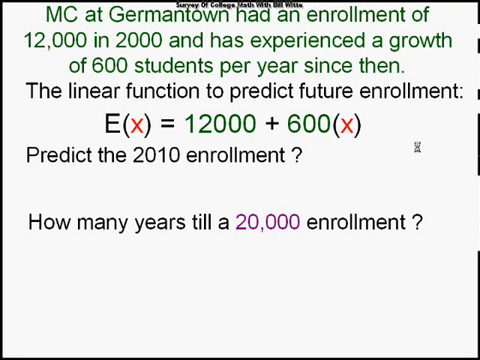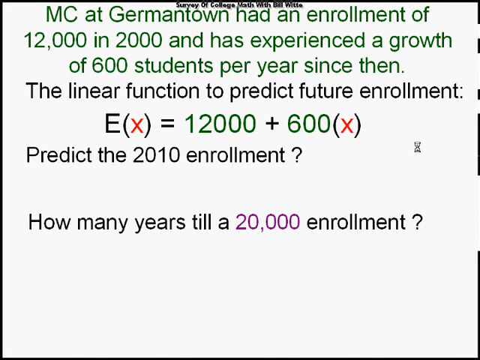Well, I'm going to give you an enrollment function here. The fixed number we got from the word problem is 12,000. That's what we started with. And then for every year, it is going to be 600. So it's going to be 12,000 plus 600x. You have to be able to come up with that function given the verbiage that they give you.